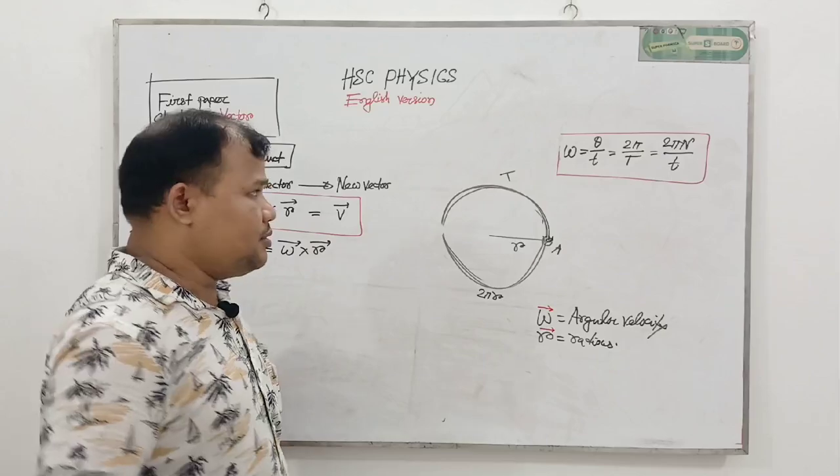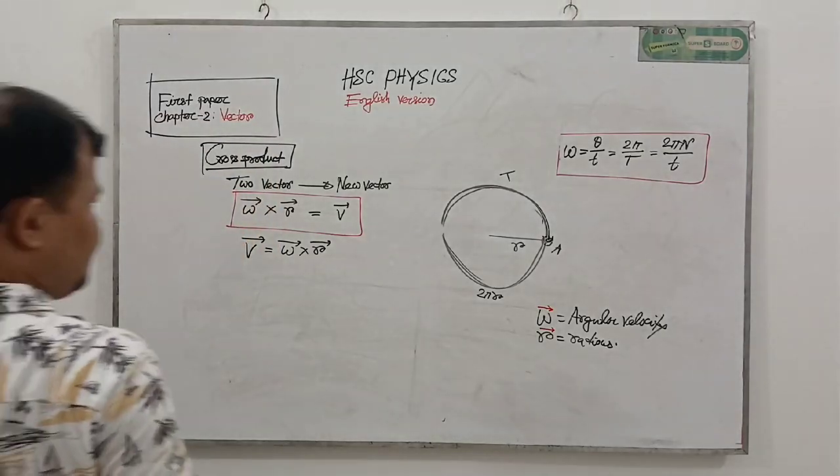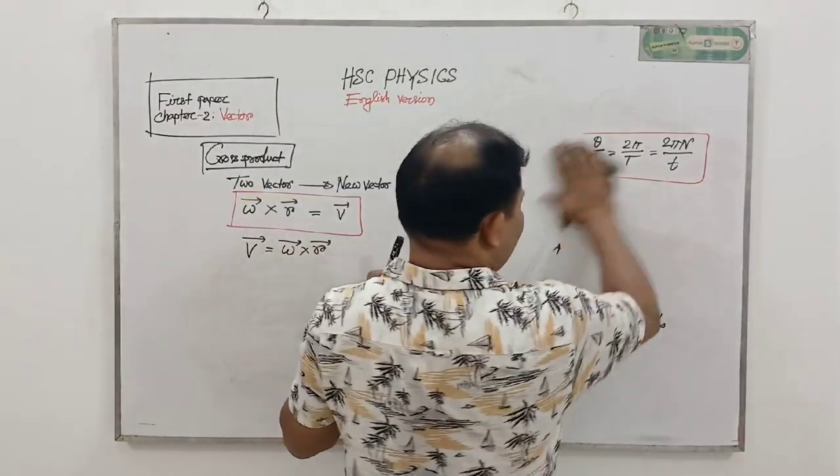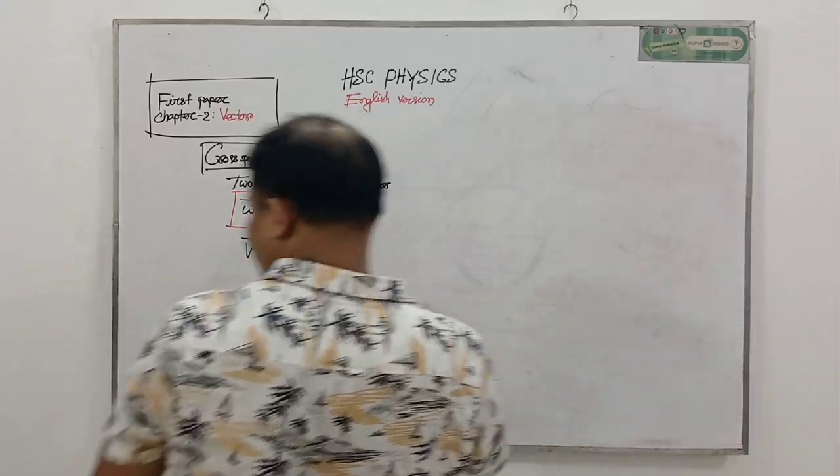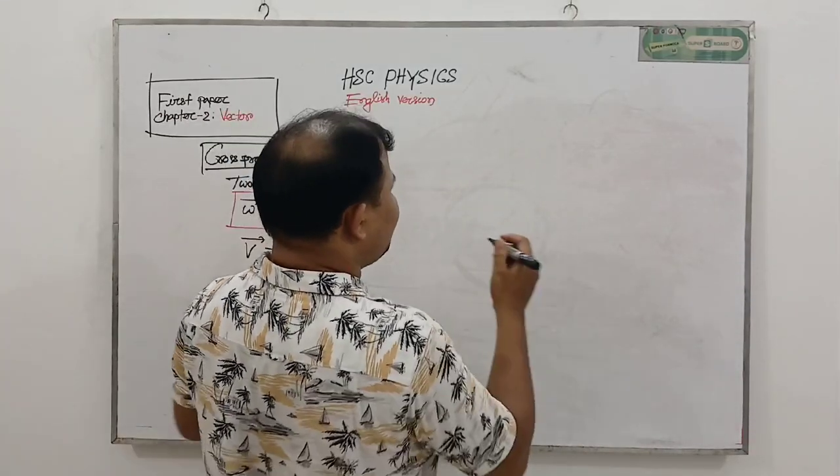Now we discuss momentum. In our physics, momentum is also of two types. One is linear momentum and another is angular momentum.